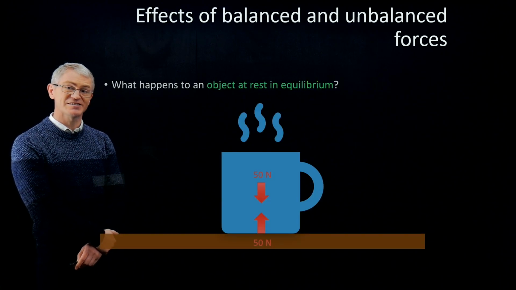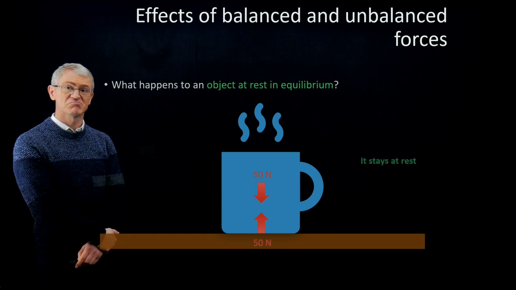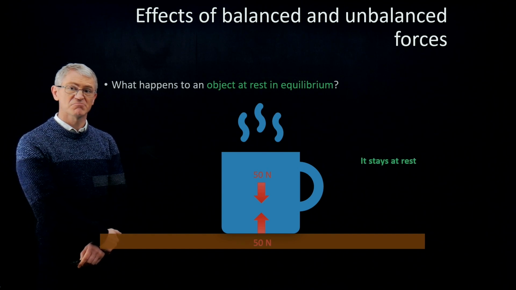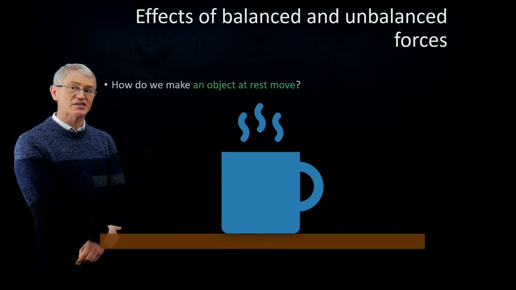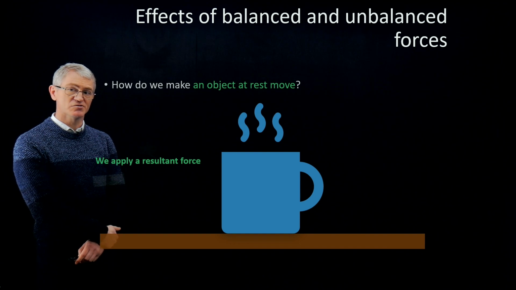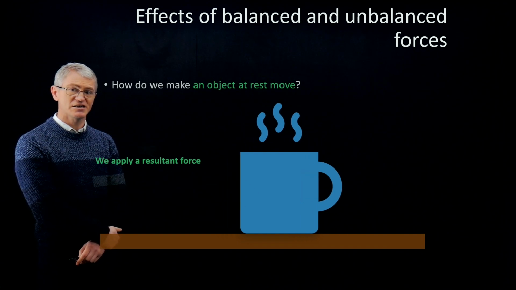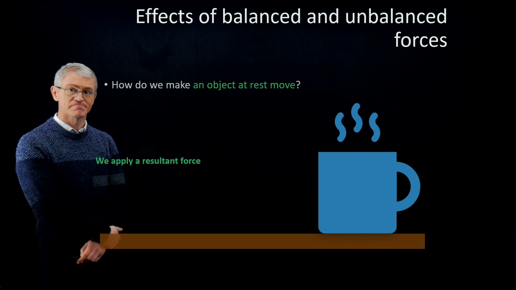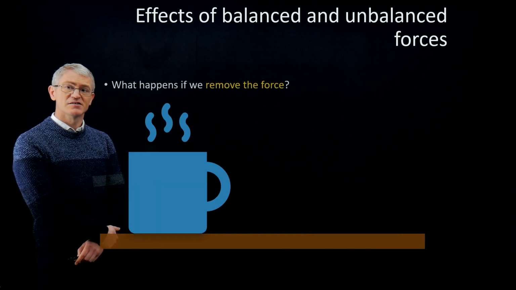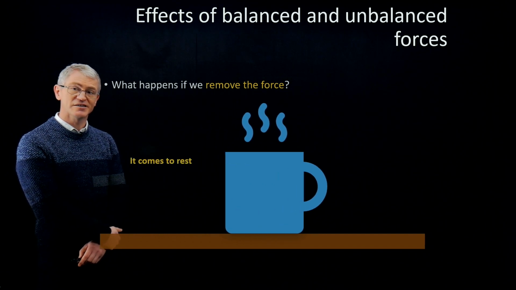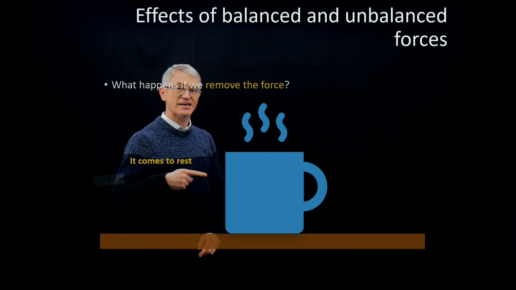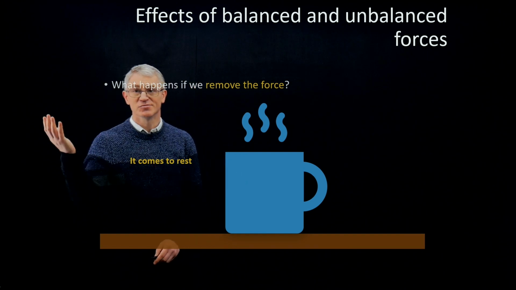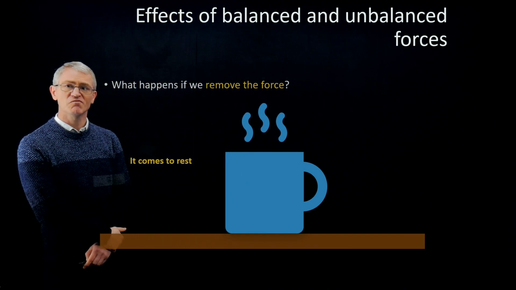What happens to an object at rest in equilibrium? Essentially, it stays at rest. Now, how do you make an object at rest move? Well, you've got to apply a resultant force. So you apply a force, and you can see it's 10 newtons here, so it's going to the right. Now, if we then remove that force, it will come to a stop. It's just like you pushing it, and then it moves, and when you stop pushing it, it comes to rest.